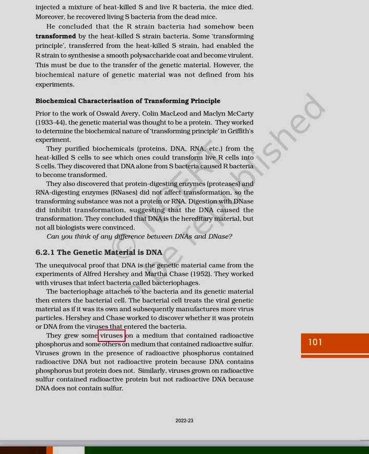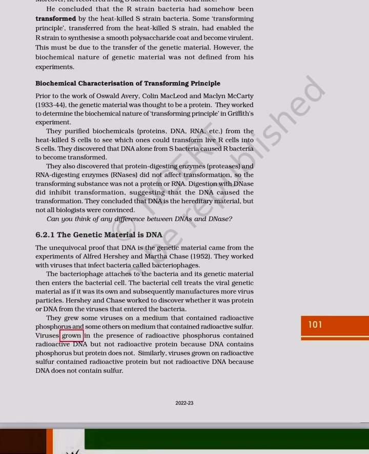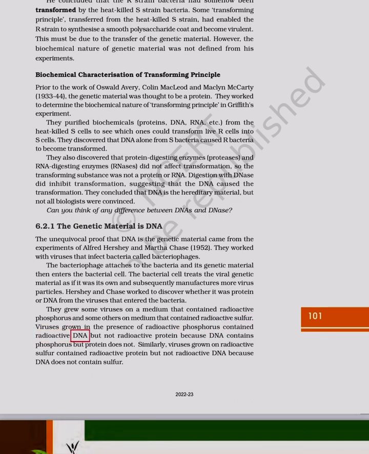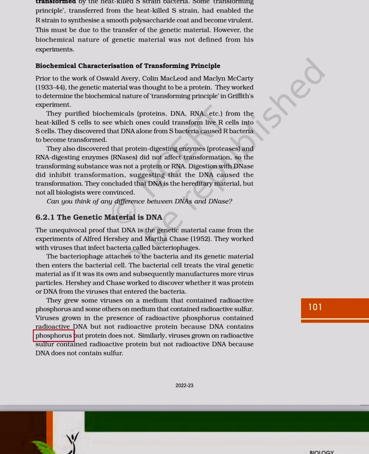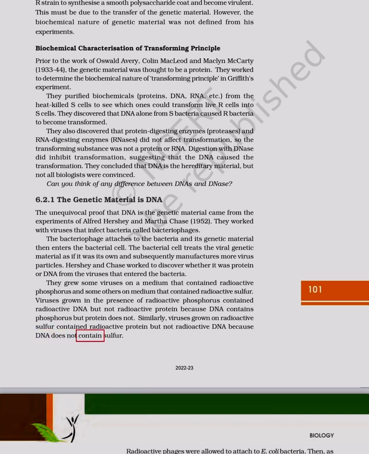They grew some viruses on a medium that contained radioactive phosphorus and some others on medium that contained radioactive sulfur. Viruses grown in the presence of radioactive phosphorus contained radioactive DNA but not radioactive protein because DNA contains phosphorus but protein does not. Similarly, viruses grown on radioactive sulfur contained radioactive protein but not radioactive DNA because DNA does not contain sulfur.